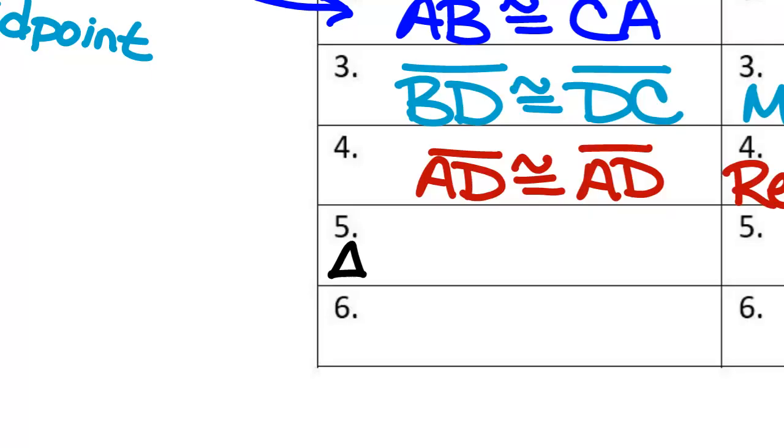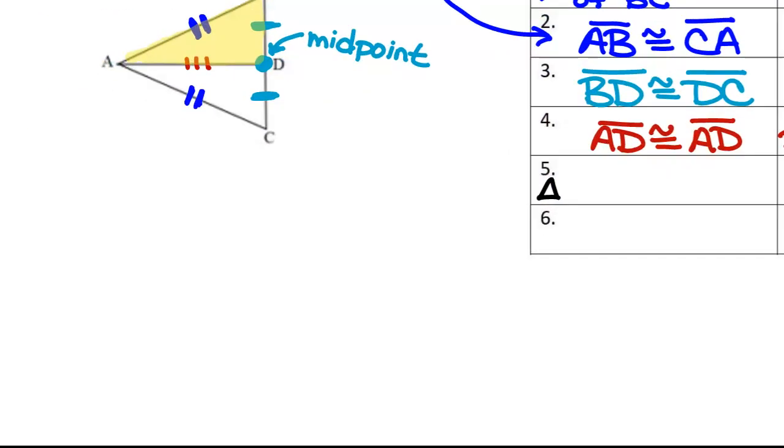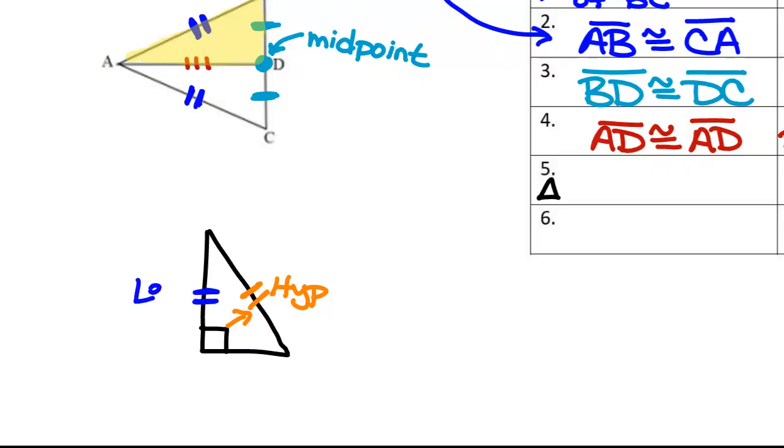Hypotenuse leg, HL. What it would look like is we would have to know that we have a right angle. If you don't know you have a right angle, then you cannot use hypotenuse leg. We would have to have congruence marks on the side that is opposite that right angle. And we would need one other side with a congruence mark on it, either this one or this one. That would be our leg.